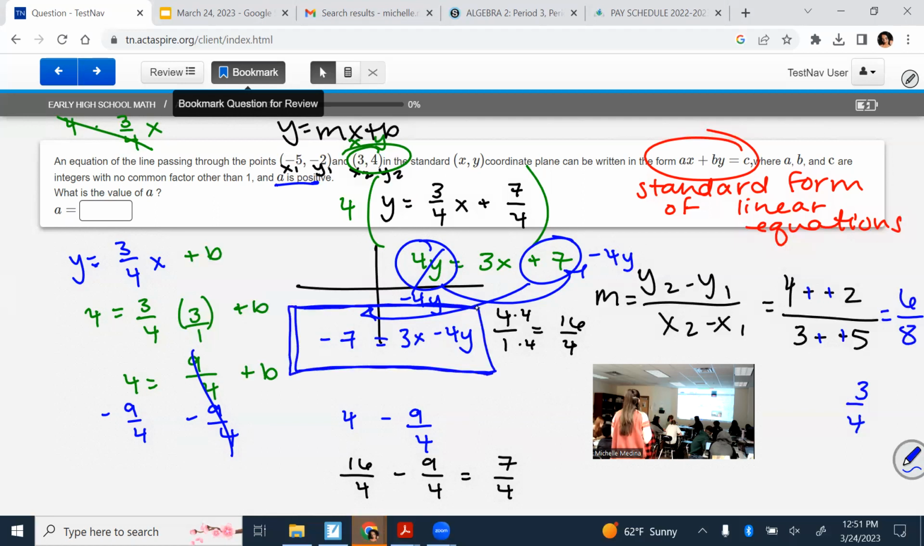But the question is, what's in the A position? So what is in the A position? 3. So that would be the answer for 18. Or what is this actually? 18. Okay, good. Yeah. So remember, if you moved it like other directions, then it might mess you up. Just remember it says A has to be positive and an integer, so not a fraction.